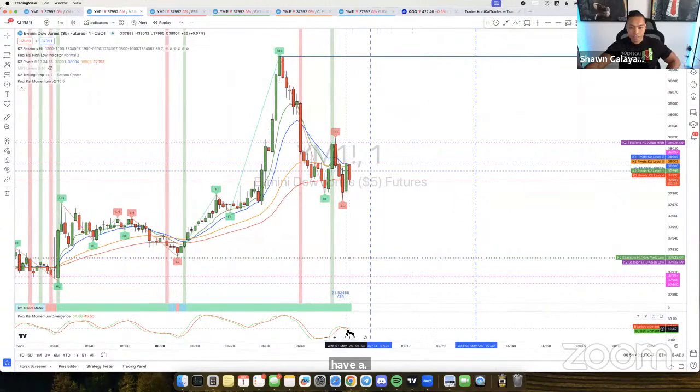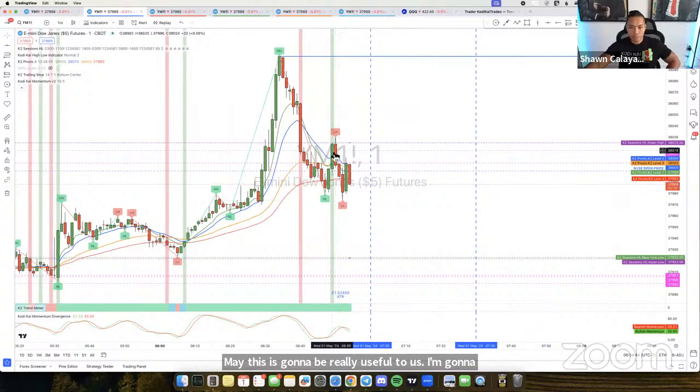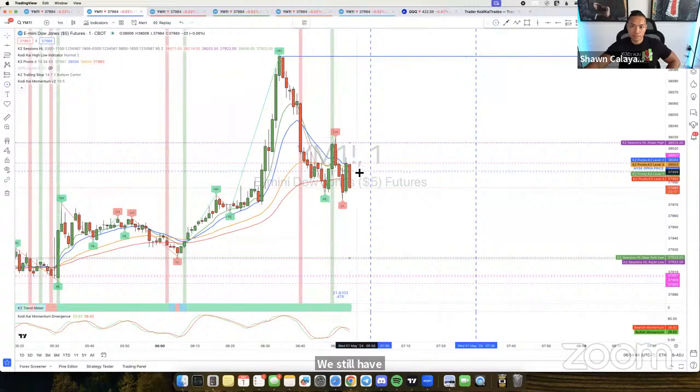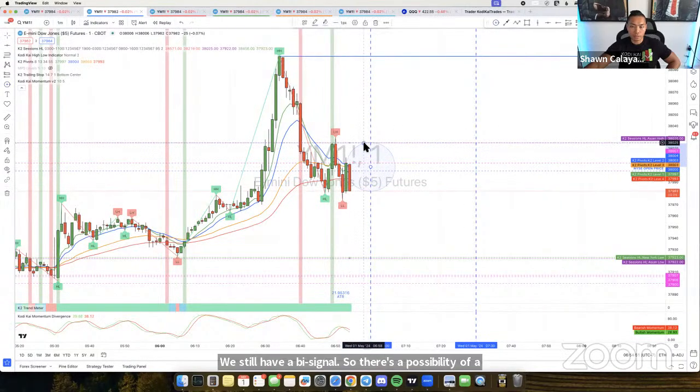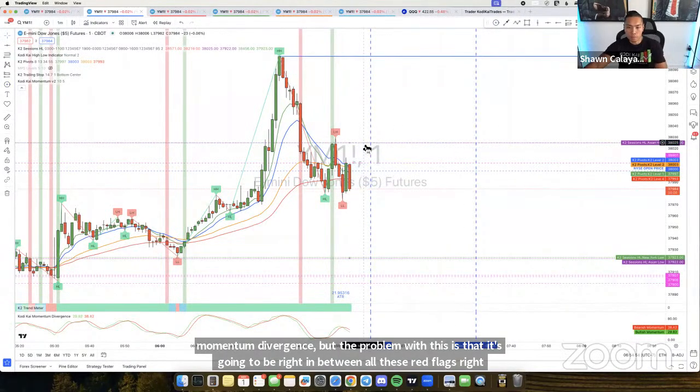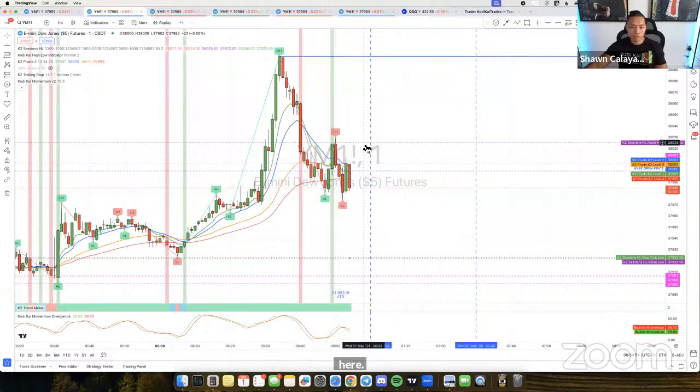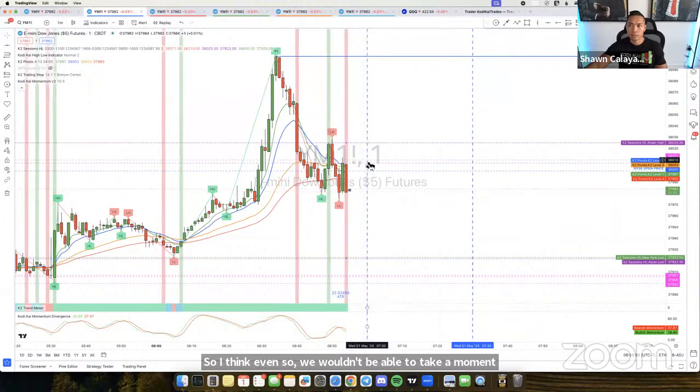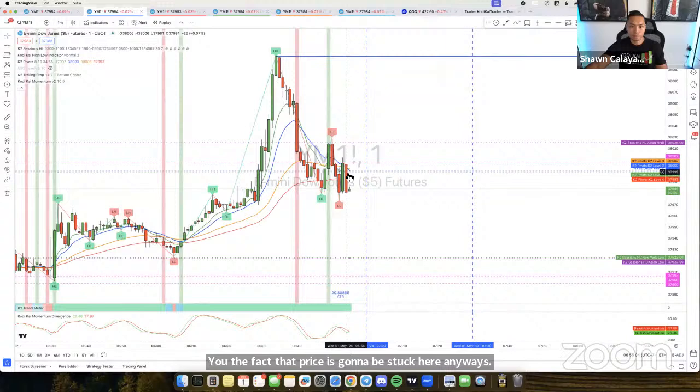I was going to say, because we do have the retracement right here, we still have the buy signal. So there's a possibility of a momentum divergence, but the problem with this is that it's going to be right in between all these red flags right here. So even so, we wouldn't be able to take a momentum divergence if we wanted to, due to the fact that price is going to be stuck here anyways. And then we have high impact news over here at 7 o'clock. All right, so we have a sell signal here, or never mind, take that back, it disappeared.